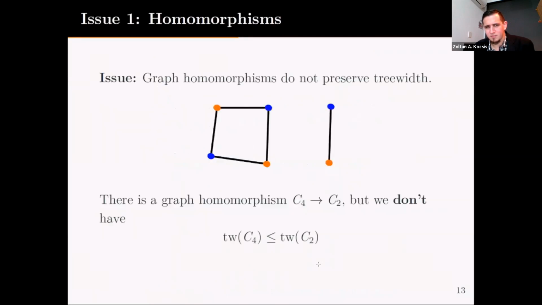This is a great idea. There's just one issue with it. Treewidth cannot be a functor because there is a graph homomorphism from the 4 cycle, this graph here, to the edge graph or 2 cycle, depicted here. But this edge, it's a tree. And this cycle isn't a tree. The edge has Treewidth 2, since it's a tree. And the 4 cycle has Treewidth more than 2, since it's not. So the required inequality simply cannot hold.